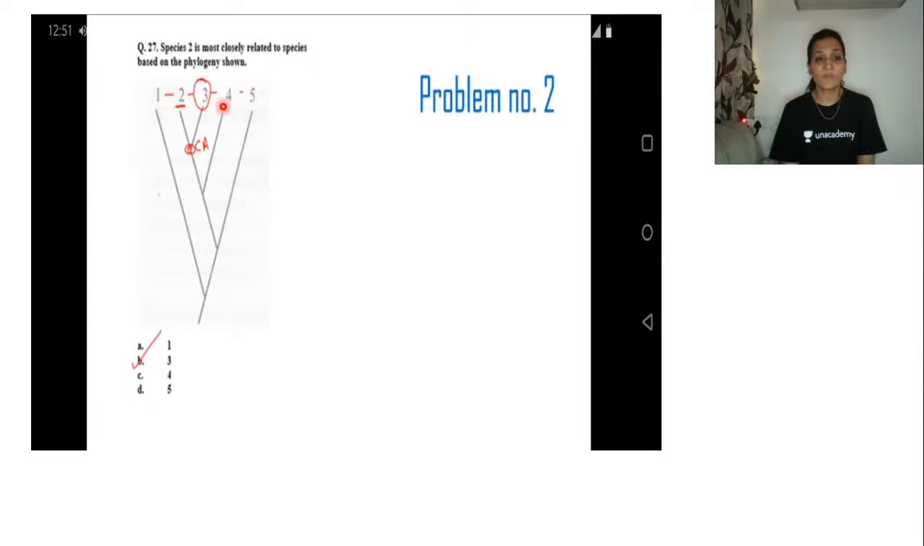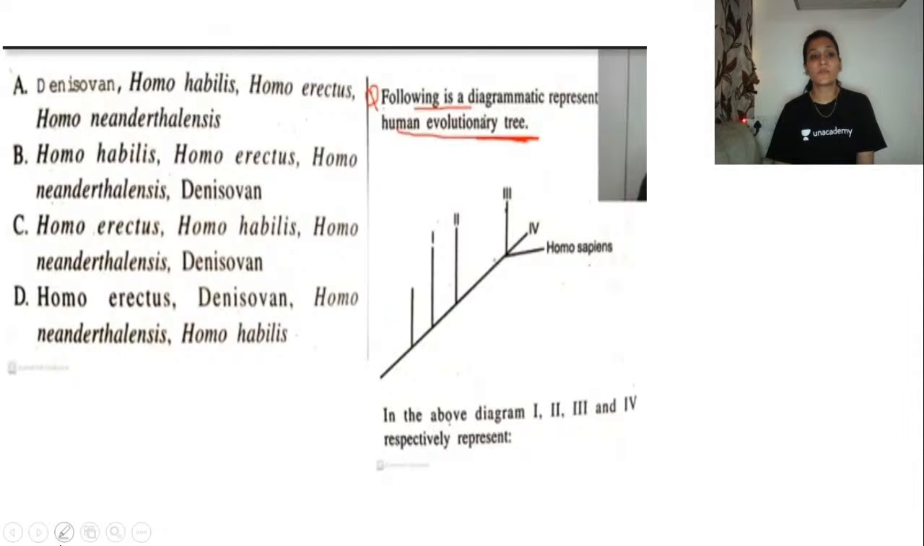If you are going for species number 2 and species number 3, they are very close. They both have the branches of a common stick. So these two stems are on the same branch. So 2 is most related to 3. Here by mistake I have already highlighted the answer, but otherwise also it will be most related to the third species.